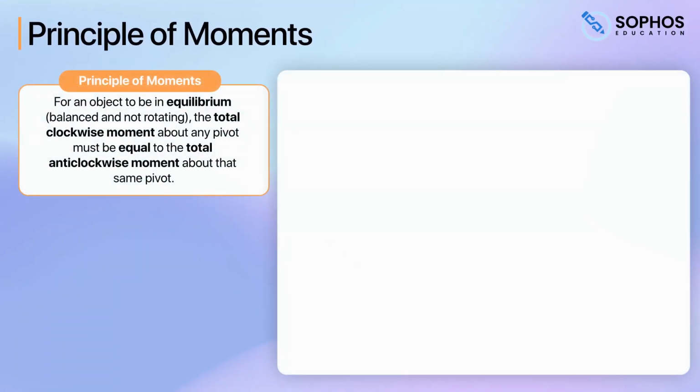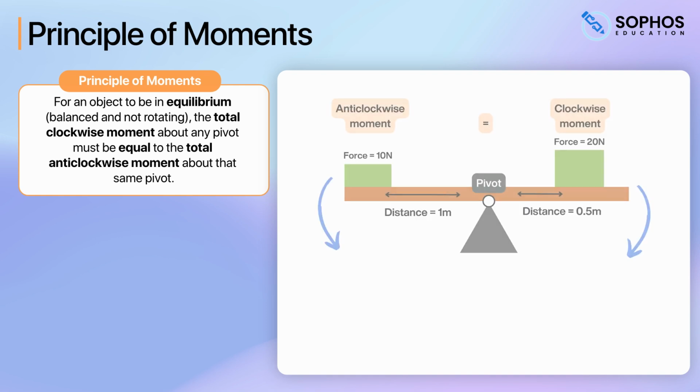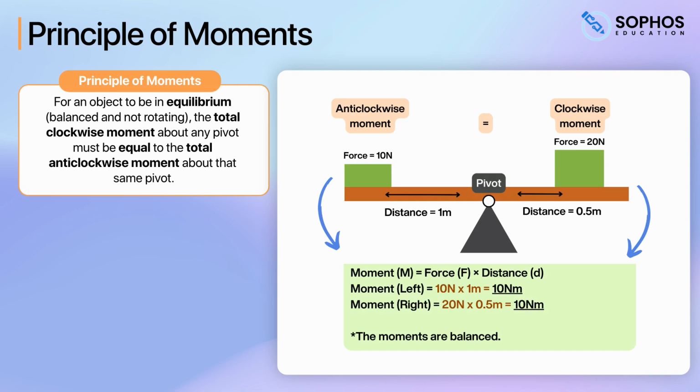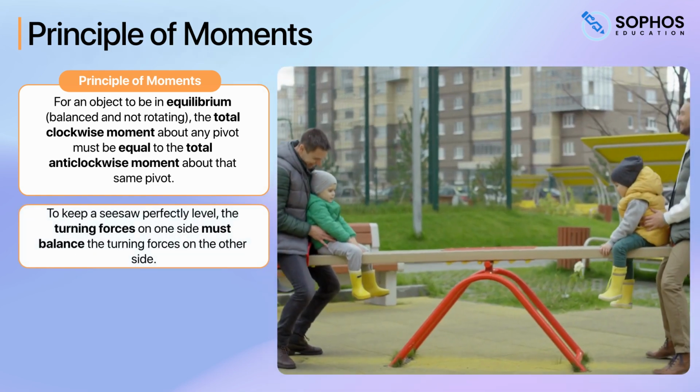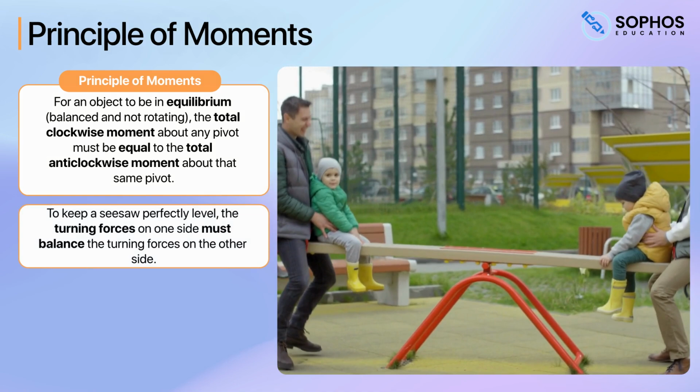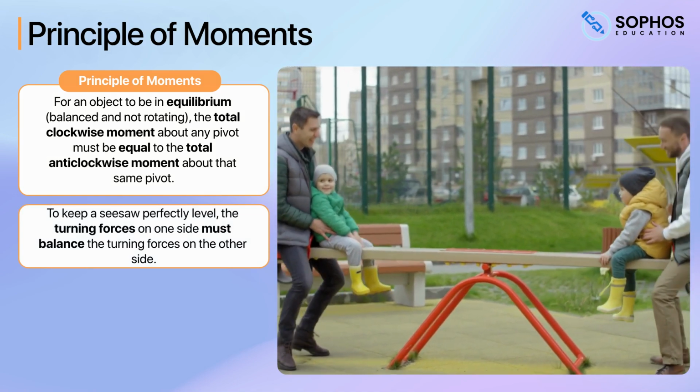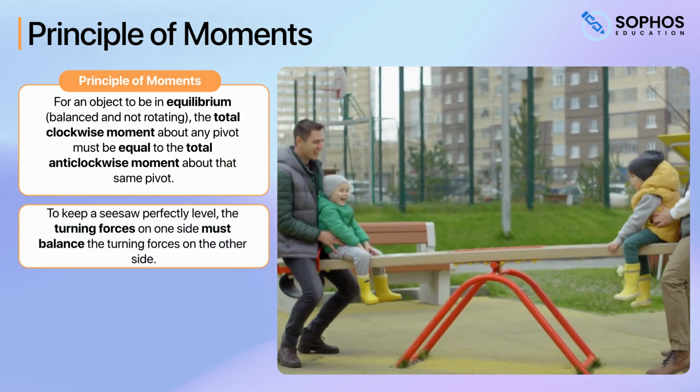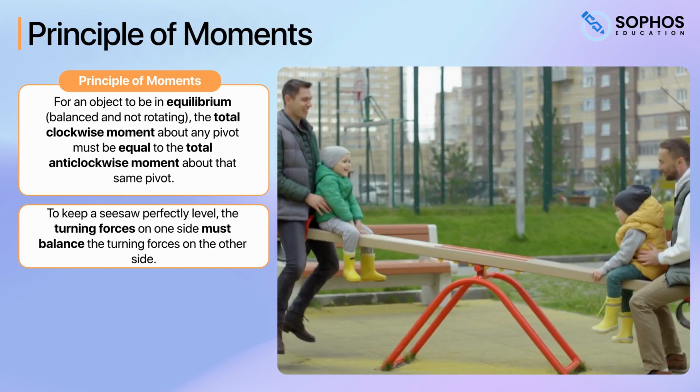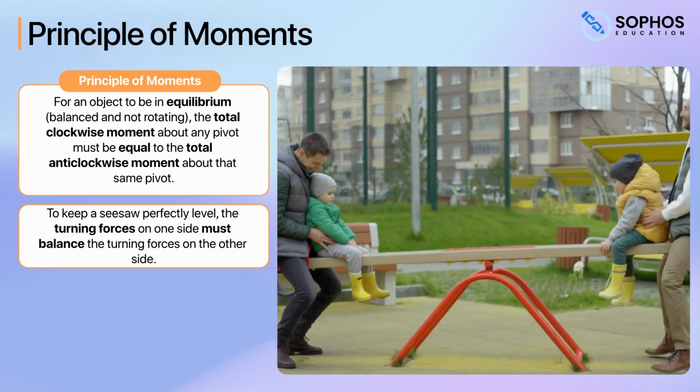The principle of moments states that for an object to be in equilibrium, balanced and not rotating, the total clockwise moment about any pivot must be equal to the total anticlockwise moment about that same pivot. In simpler terms, if you have a seesaw, to keep it perfectly level, the turning forces on one side must balance the turning forces on the other side. This is crucial for understanding how balance and equilibrium are maintained in physical systems.